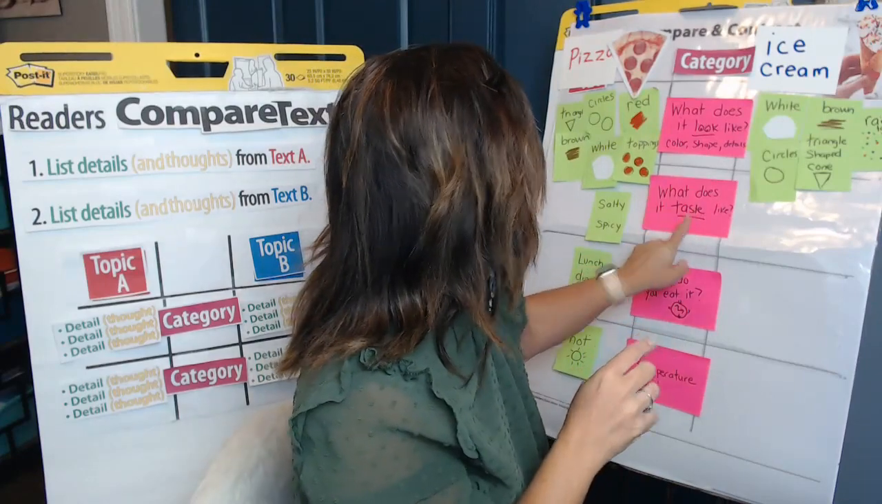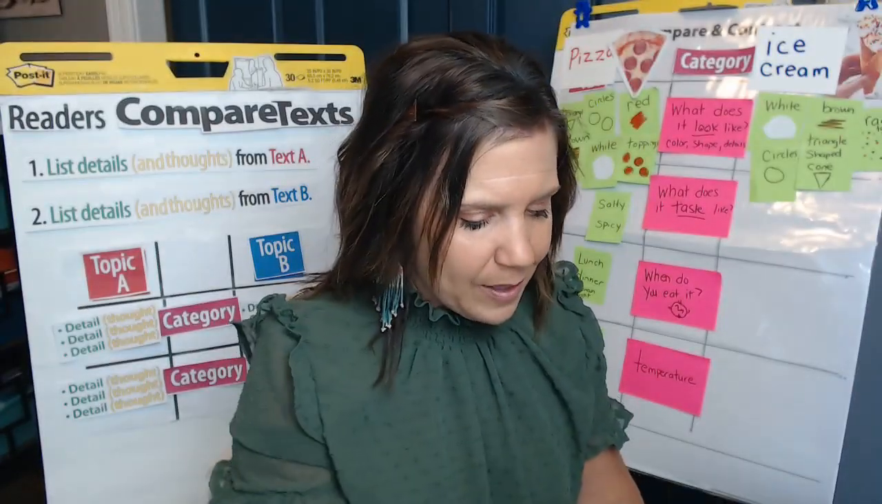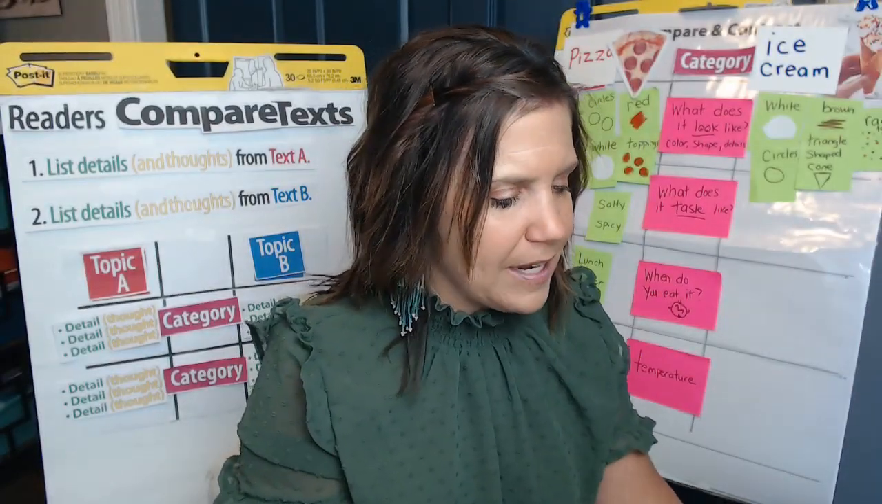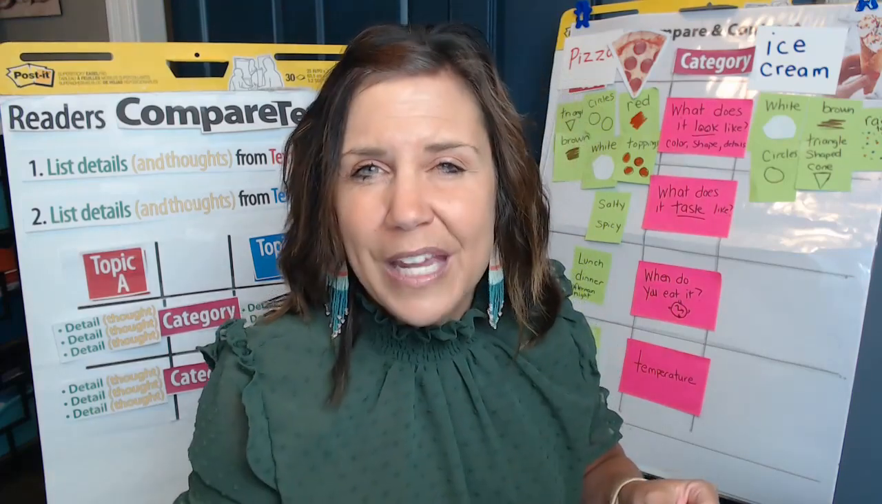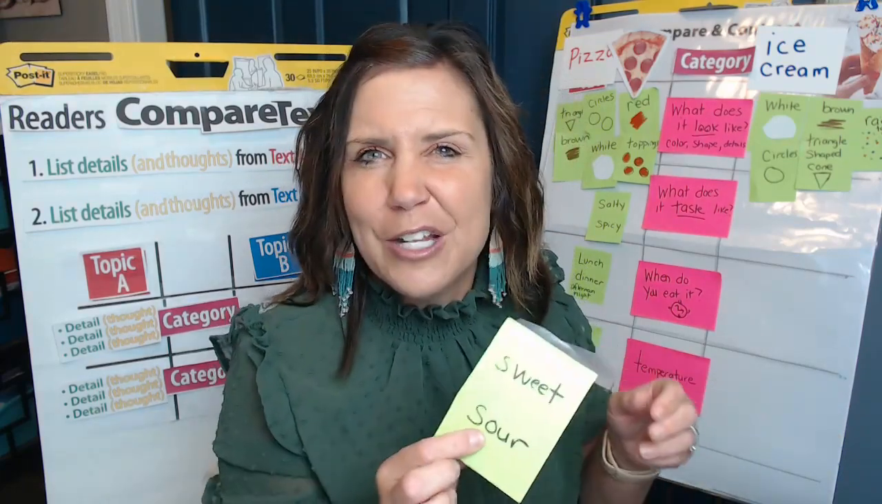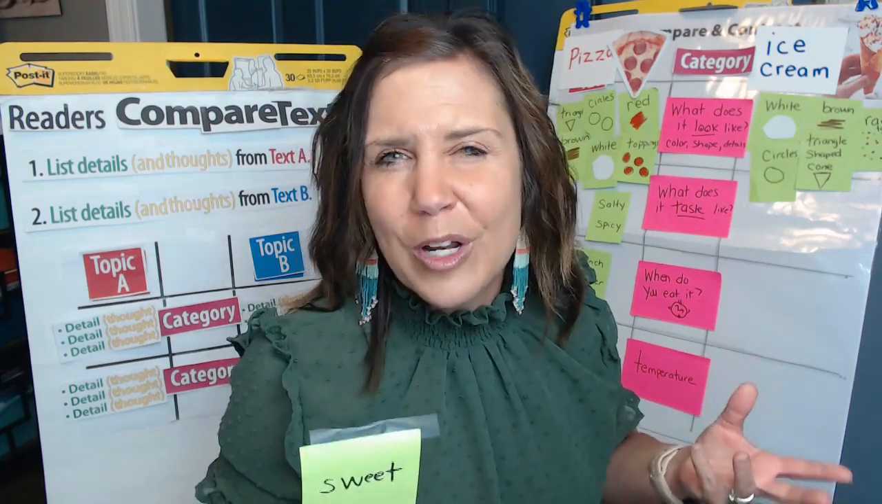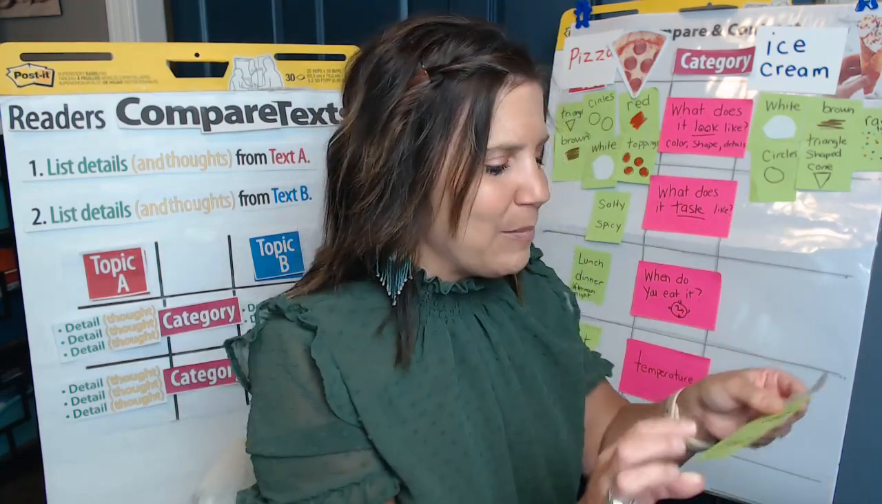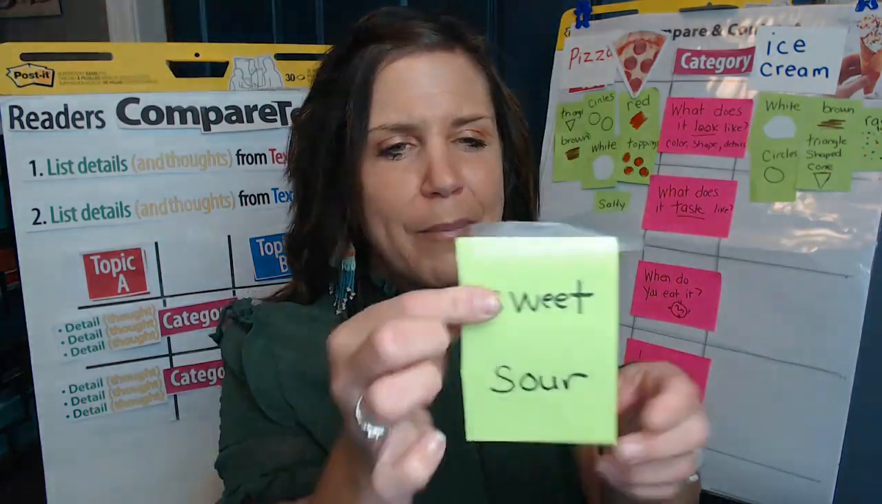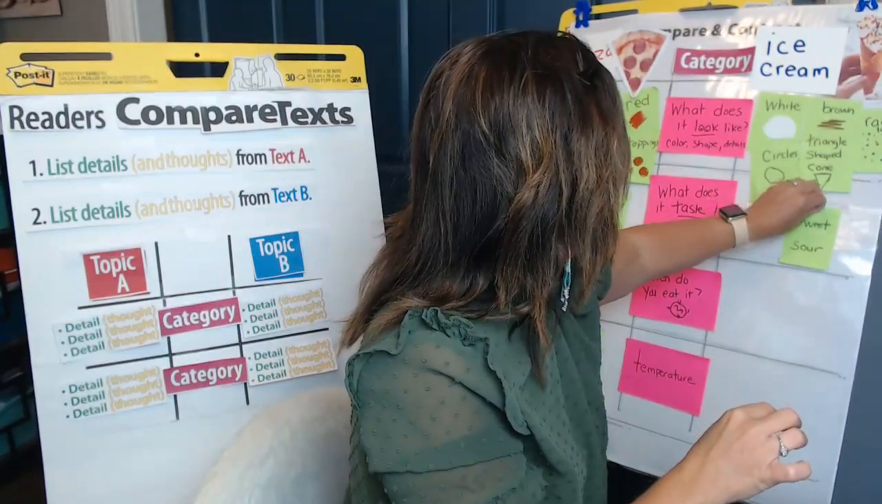What does it taste like? Let me think about ice cream. What does ice cream taste like? Usually it's sweet. Sometimes you can get sour ice cream if you get a sherbet, orange or lime or something like that. It could be sour, but most of the time it's sweet. But I put sweet and sour.